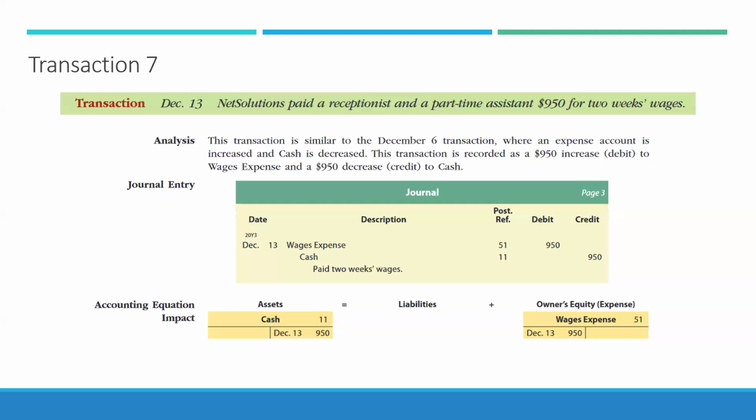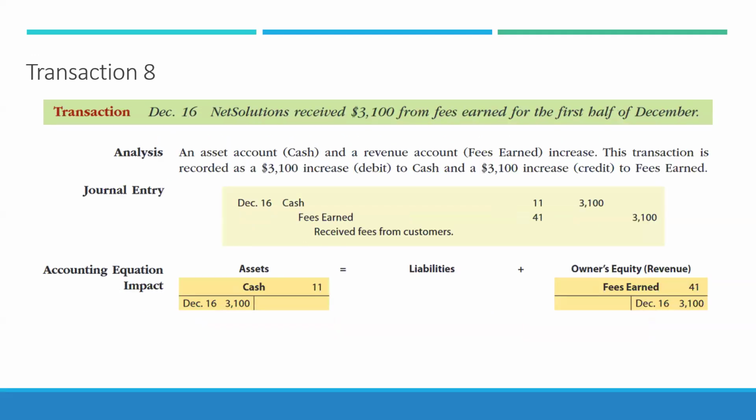Net received cash for fees earned in the first half of December. And since it's in the first half of December, we know that they earned the revenue in the period. So the credit is going to be to fees earned, and then the debit is going to be cash, as cash is going up.